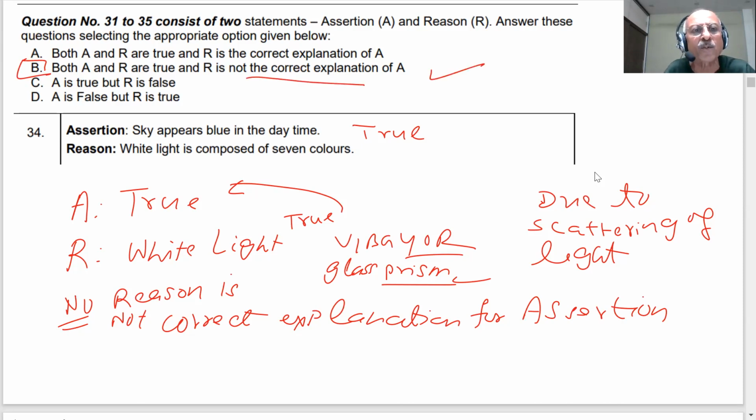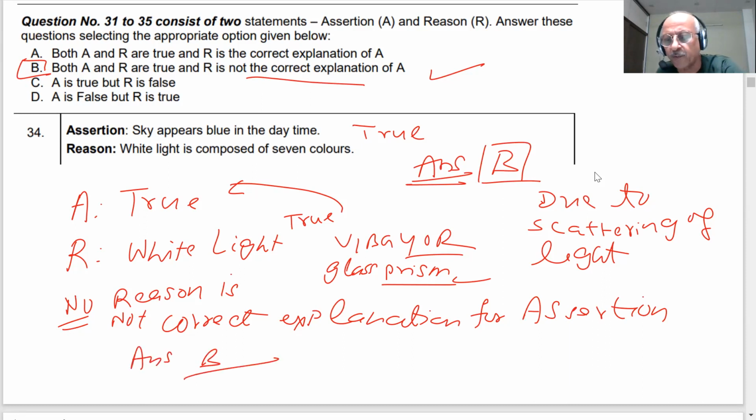Therefore, our answer to this question, student, will be B. Answer is B. Let us move to the next question.